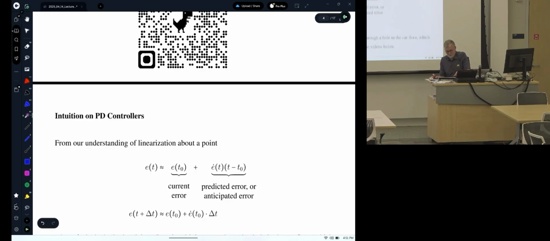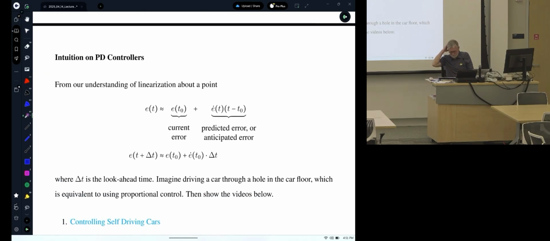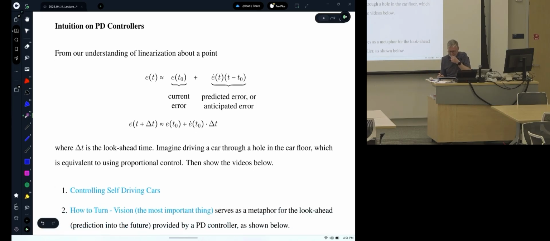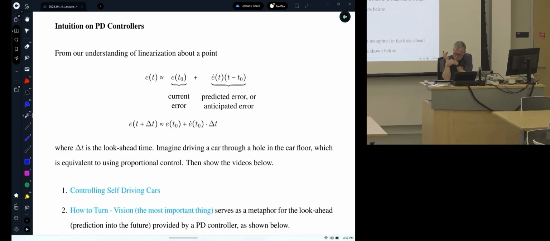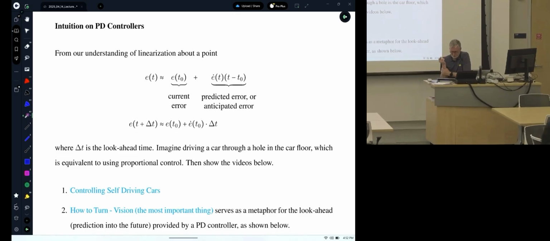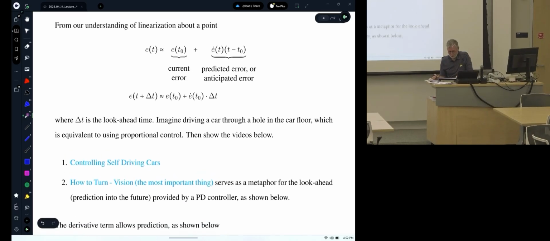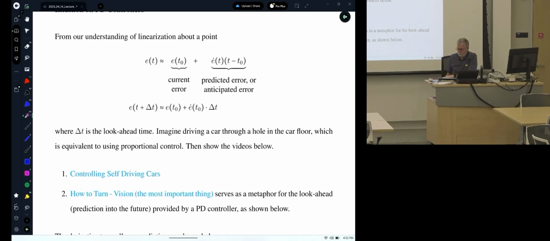Okay. So what I thought we'd start with, before we get into the nitty-gritty, is a little bit more intuition on how PD controllers work. One of the intuitions I want to give you is that a PD controller is allowing you to look into the future. So we're going to look at two videos. One is controlling self-driving cars, and the other one, a wise driver talking to an inexperienced driver.